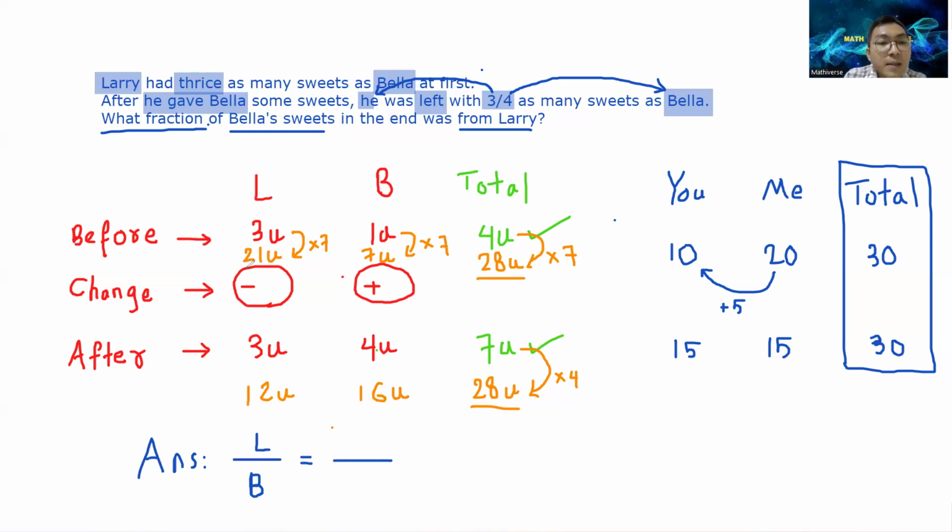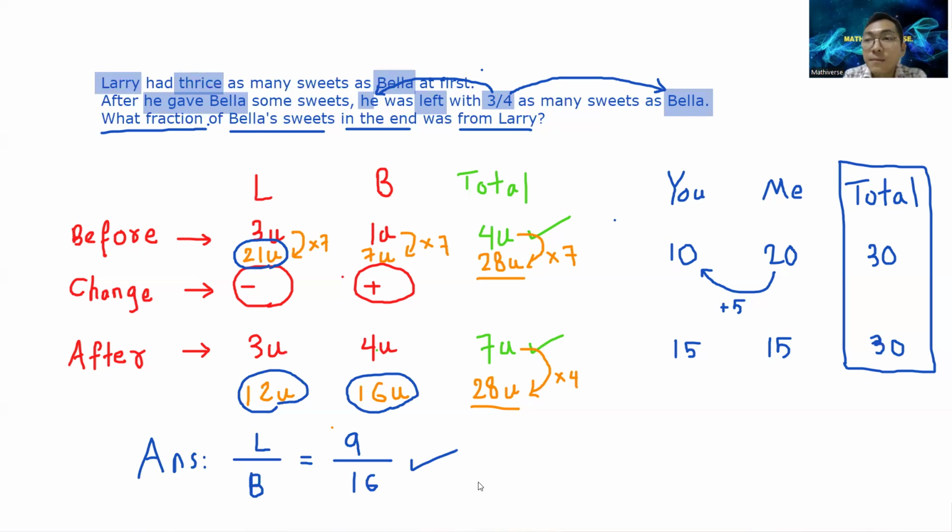Larry gave amount. Larry at first is 21. Right now 12. How many did he give? 21 to 12? 9 given. That's why Larry is 9. And then Bella. Bella in the question is at the end. Bella in the end is 16. So that's why here is 16. How do we simplify? Can we simplify? No, we cannot. So that's why 9/16 is the answer.